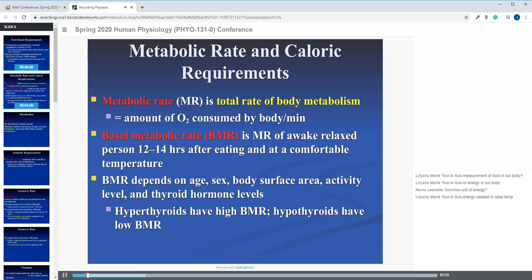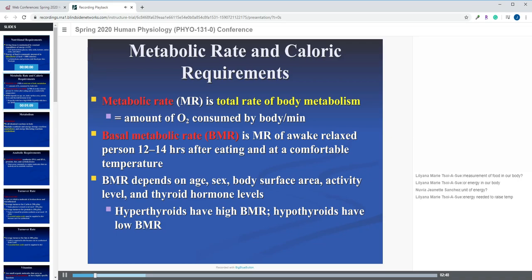And so the basal metabolic rate is the metabolic rate of an awake, relaxed person 12 to 14 hours after consuming food and at a comfortable temperature. So the basal metabolic rate varies. It depends on age, it depends on the sex, it depends on body surface area, whether you are lean or obese. It depends on the activity level, whether you're physically active or not, and the levels of the hormones that are secreted by the thyroid gland.